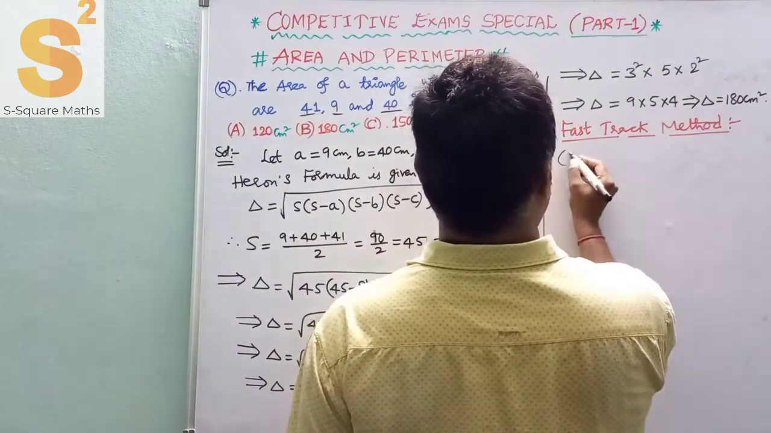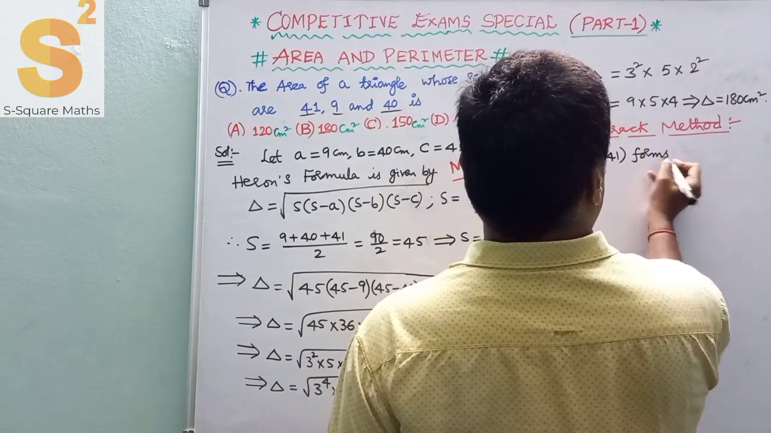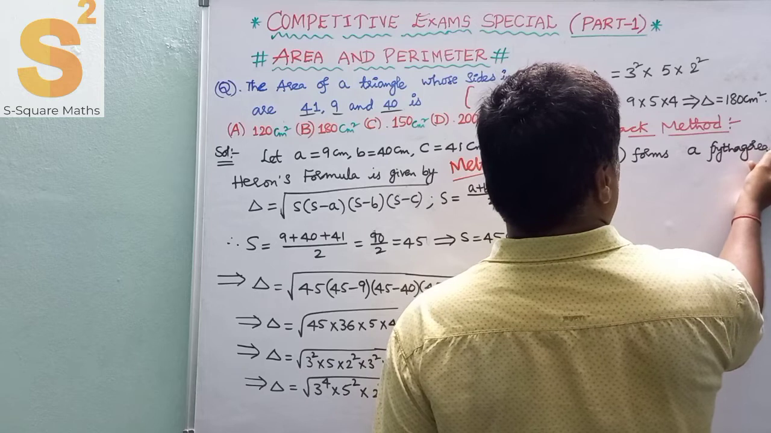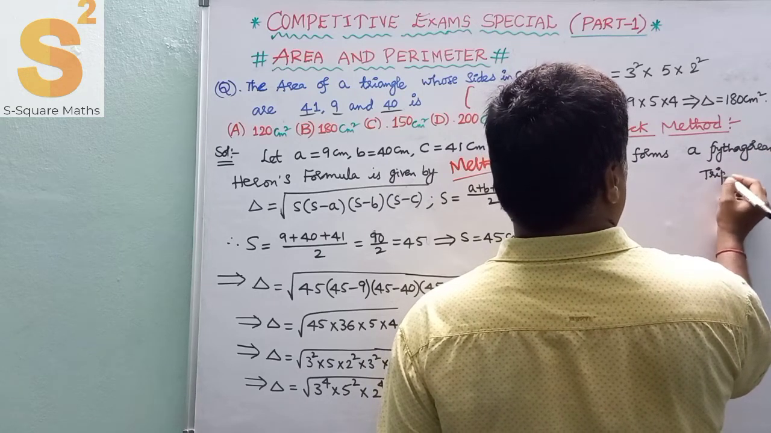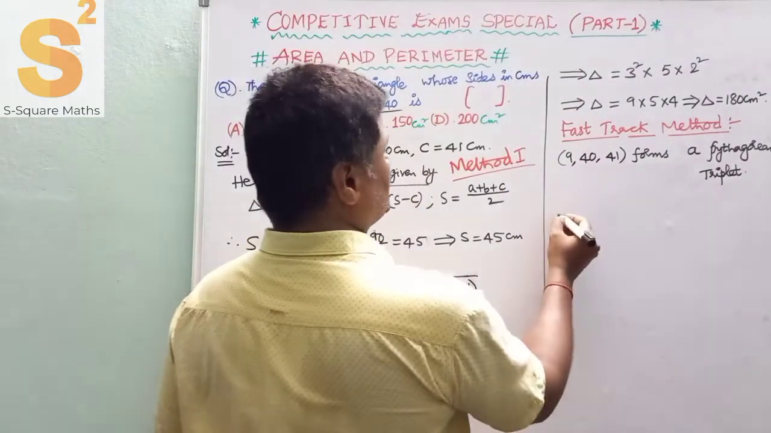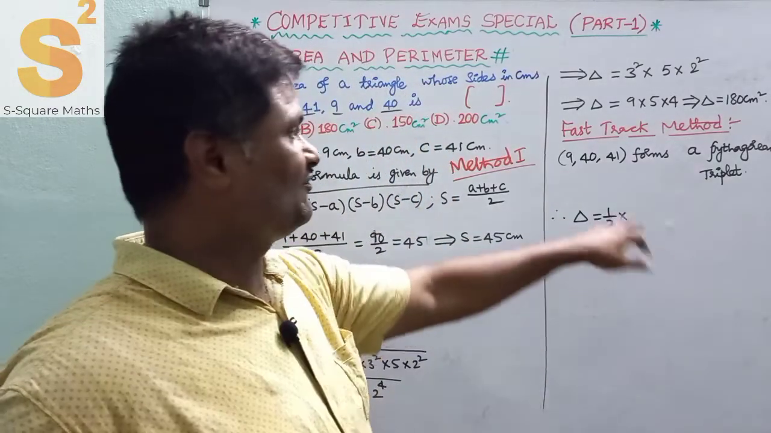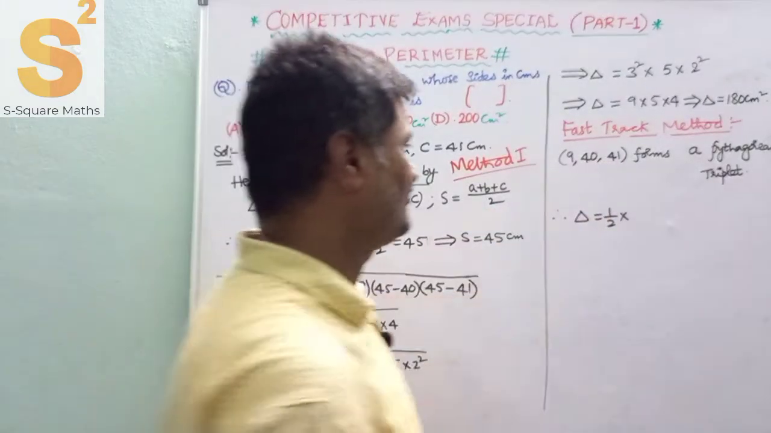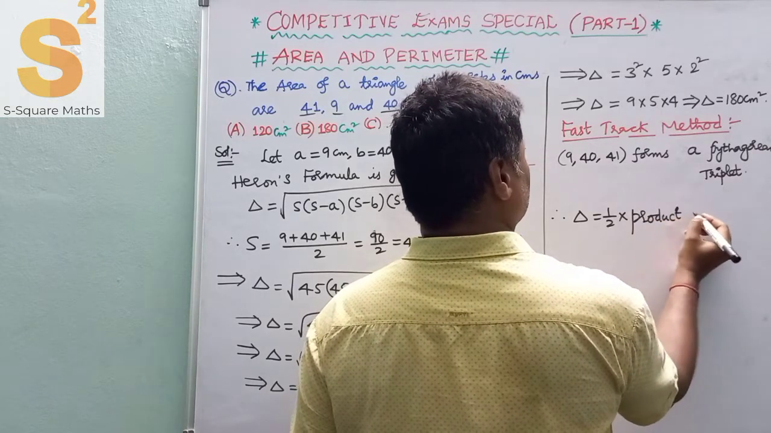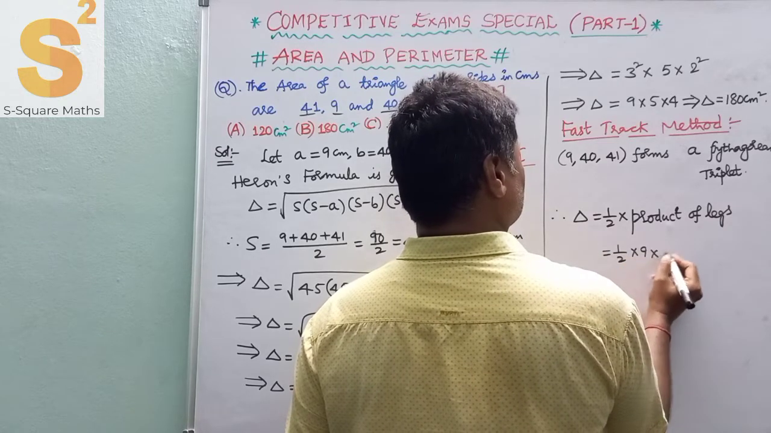So 9, 40, 41 forms a Pythagorean triplet. Therefore the area of the triangle is given by half into product of legs, since 41 will act as the hypotenuse. So nothing but half into 9 into 40.